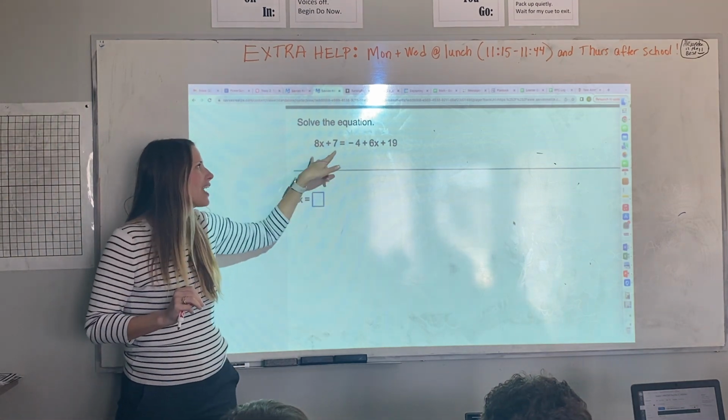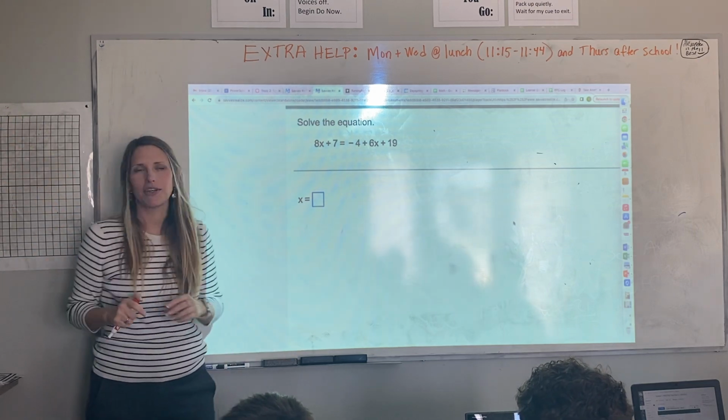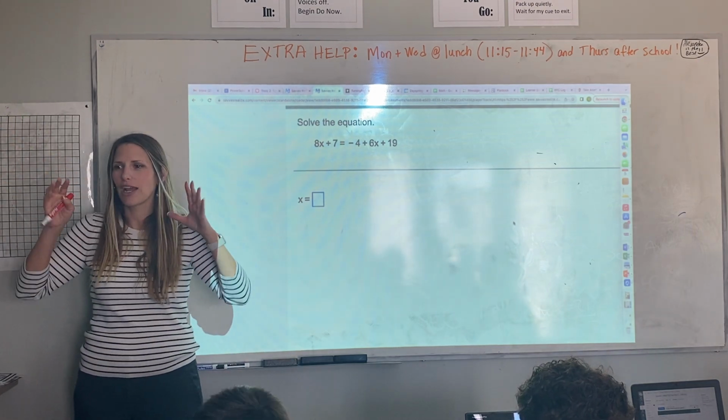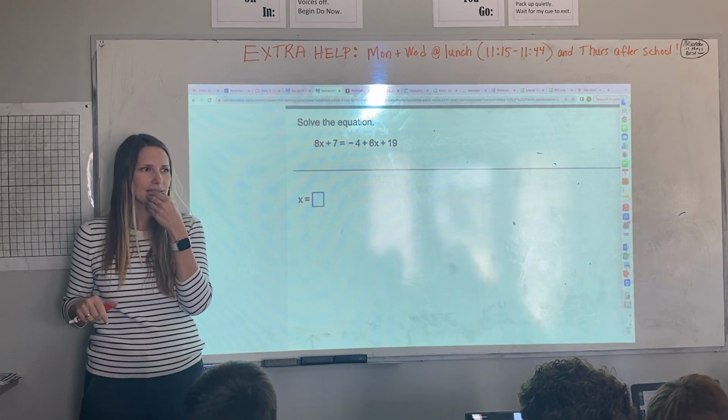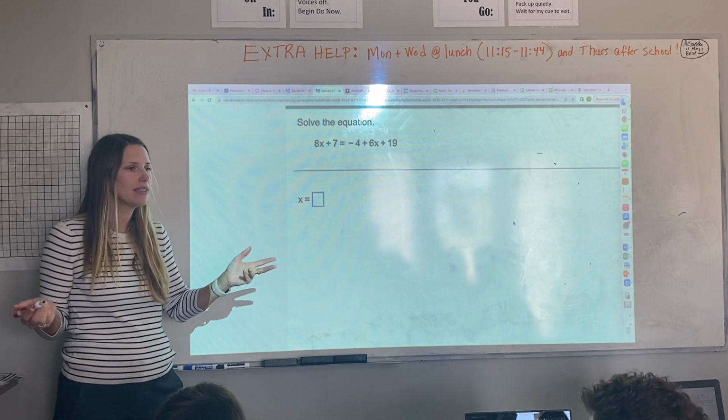Okay, now we have the x terms on opposite teams. Now what do we do? Oh wait, before we deal with our x terms, go ahead. You add negative 4 to 19. Very good, we're combining like terms where we can.